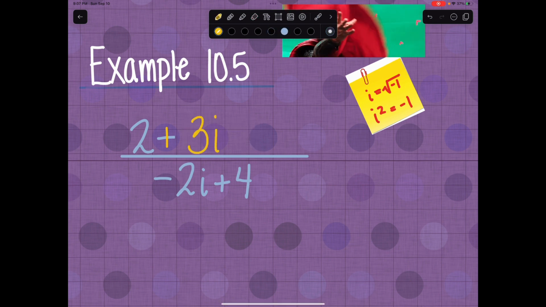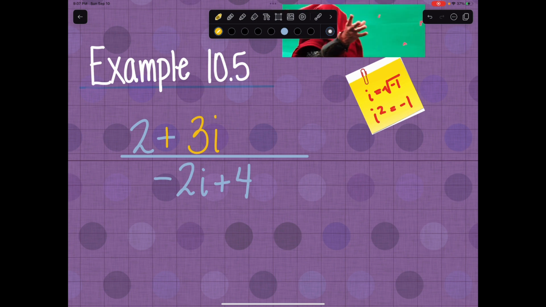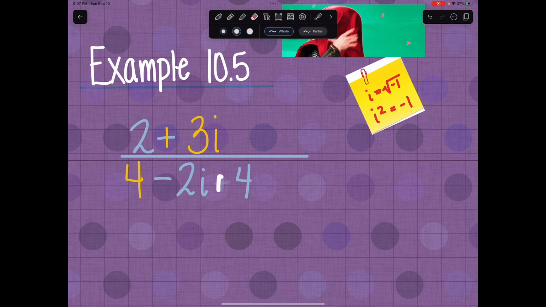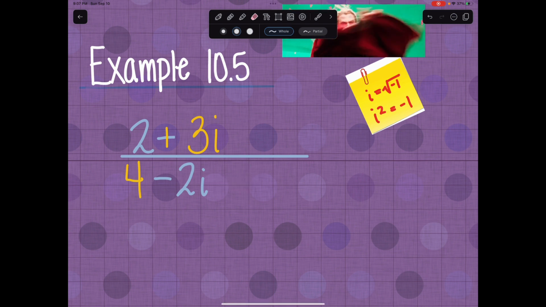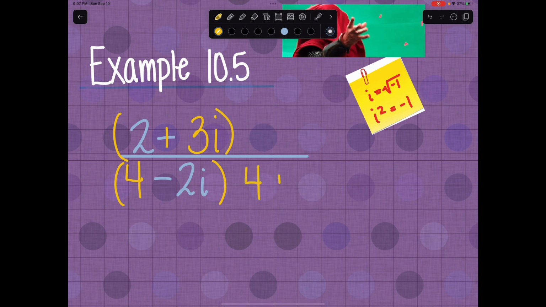All right, now the bottom is not written in standard form. It's negative 2i plus 4. Usually we put those imaginary numbers at the end. So I'm just going to change this to 4 minus 2i. It's the same thing, but that looks a little better, doesn't it? All right, now let's multiply the top and the bottom by the conjugate of the bottom, which is going to be 4 plus 2i.